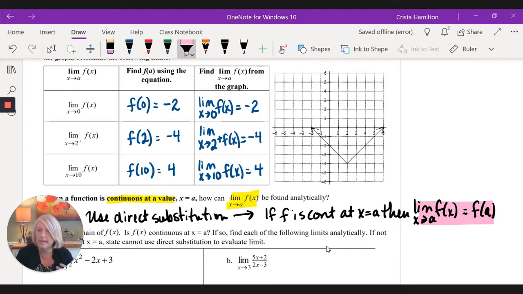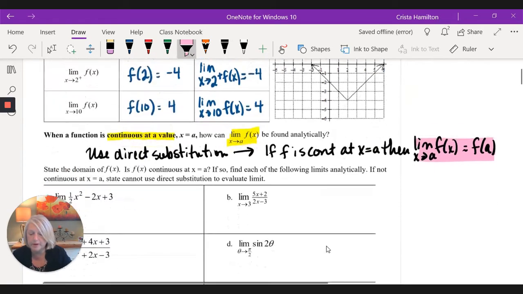Now, hopefully you'll notice that that isn't always true. That is only true if we are continuous at x equal to a. Right now, we're not looking at the calculus definition of continuity, which is going to come later in this section. What we're looking at is using our pre-calculus knowledge to determine when something is continuous.